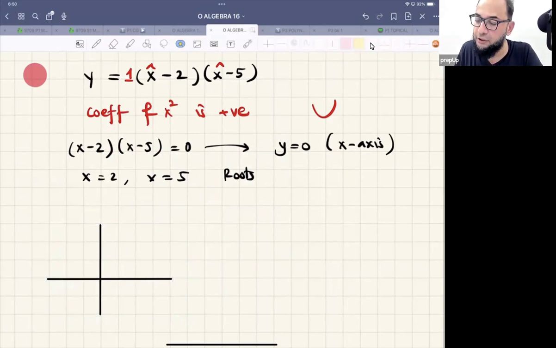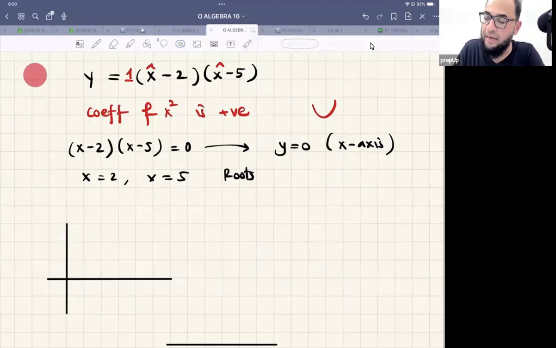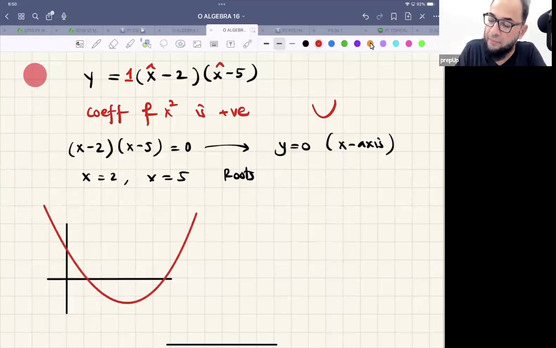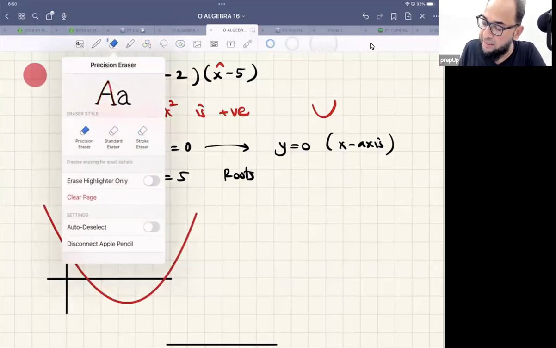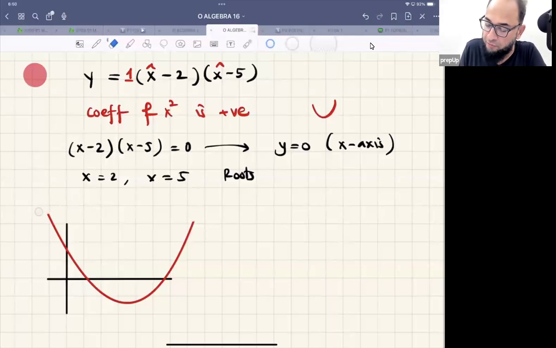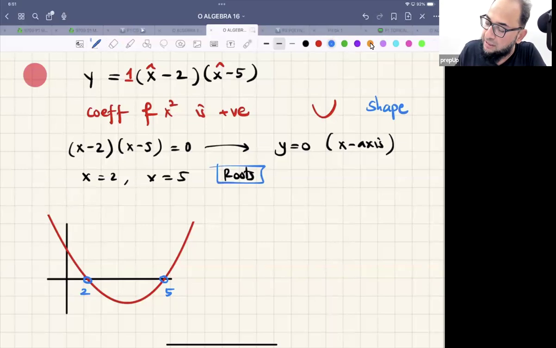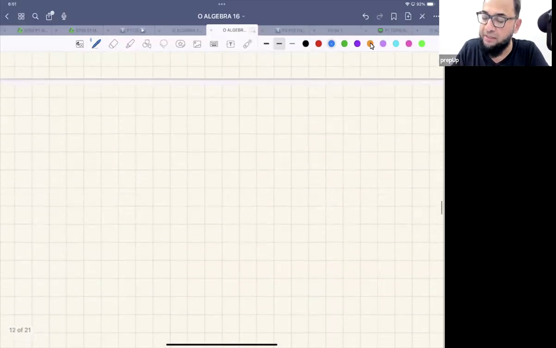And let me just shift this thing a little bit to the side. And let me draw a curve, something like this. Let me trim it a bit from here, and let me mark the points. This is one root, this is the other root, this is 2, this is 5. So based upon the shape, based upon the roots, we drew this sketch. This is y-axis, this is x-axis. As simple as this. Let me draw another example.